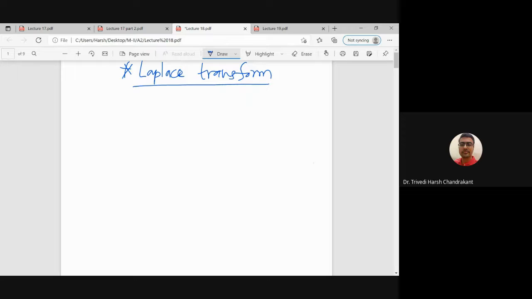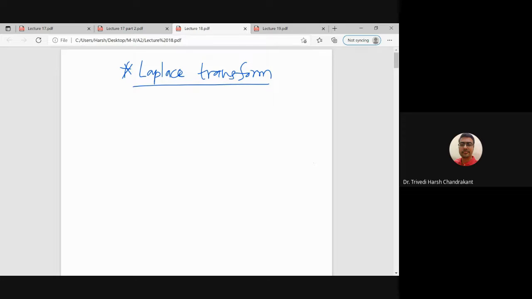So Laplace transform is one of the ways to solve differential equations, and in particular initial value problems. So let us see, first of all, what is the definition of Laplace transform. So let f be a function defined on the closed interval 0 to infinity to R.